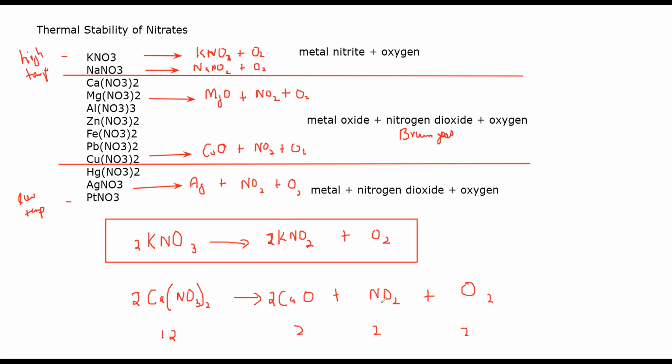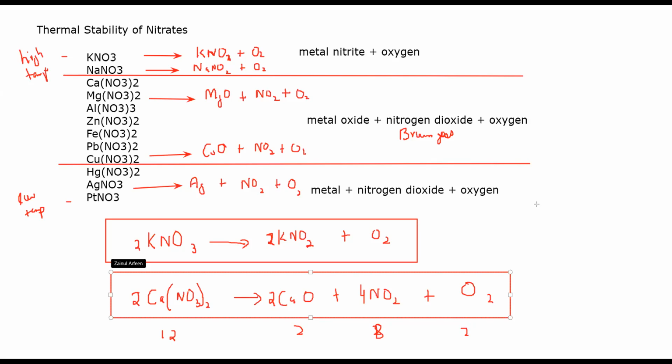So what I can do, I cannot put any number with nitrogen and oxygen, except for one reason. You can see here how many nitrogen are there. This is 2 multiplied by 2, 4. So if I put 4 here, all are balanced. 4 multiplied by 2, 8, 9, 10, 11, 12. So total 12 oxygen on the left hand side, 12 oxygen on the right hand side. 2 calcium on the left hand side, 2 calcium on the right hand side, and 4 nitrogen on the left hand side, 4 nitrogen on the right hand side. So this equation is balanced in terms of calcium, nitrogen, and oxygen.